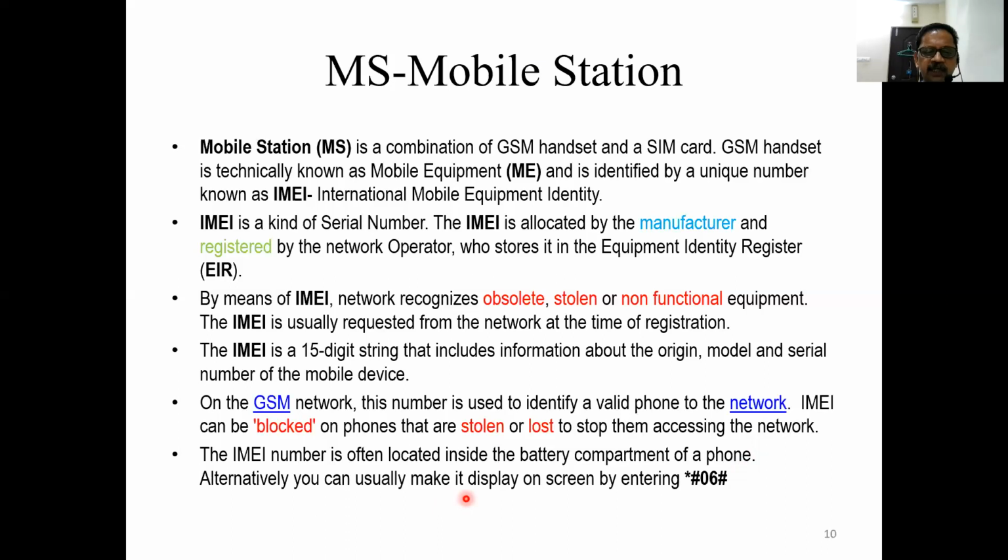Alternatively, you can usually make it display on screen by entering *#06# on a working network. Because this IMEI number is registered by the mobile service provider, if you dial this number, that is *#06 followed by hash, the IMEI number is displayed to you.